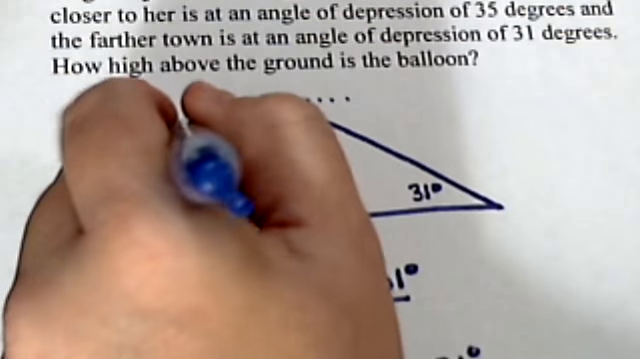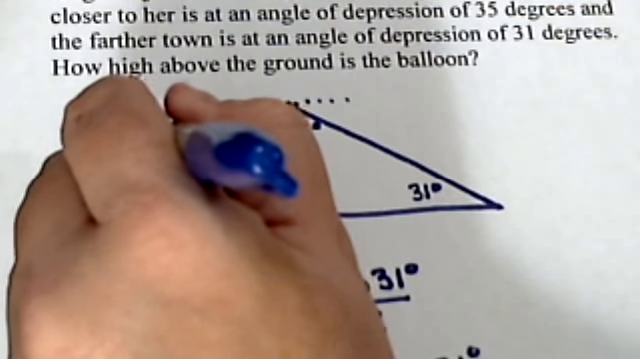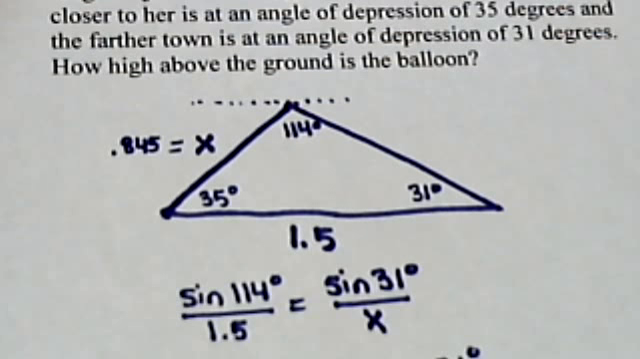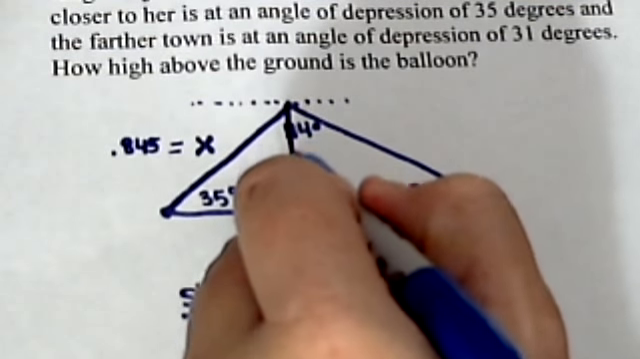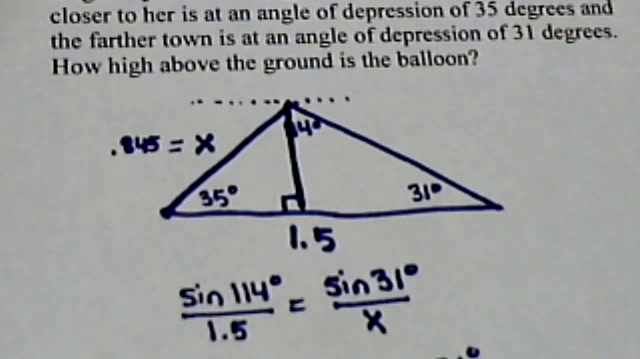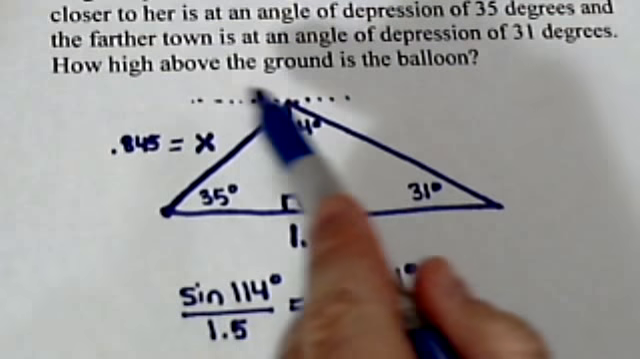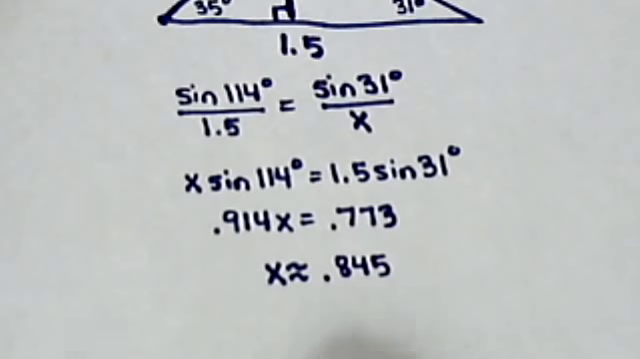Okay, so that tells us, let's go back up to our picture. That tells us this is 0.845. Okay. Now the question asked, how high is the balloon off the ground? So what I need to do is then go straight down through here. Okay, and that gives us a new triangle to work with. So let's come down here and just draw the left side of this picture.